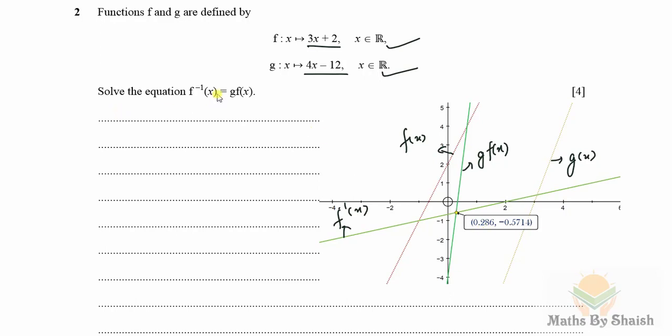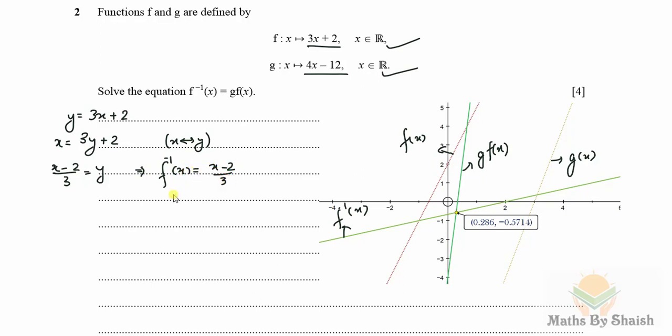First of all, for f inverse of x, we write y = 3x + 2, and then we make x the subject. We exchange y and x, so x = 3y + 2, and now it becomes (x - 2)/3 = y, and this y is f inverse of x. So f inverse of x is (x - 2) over 3.